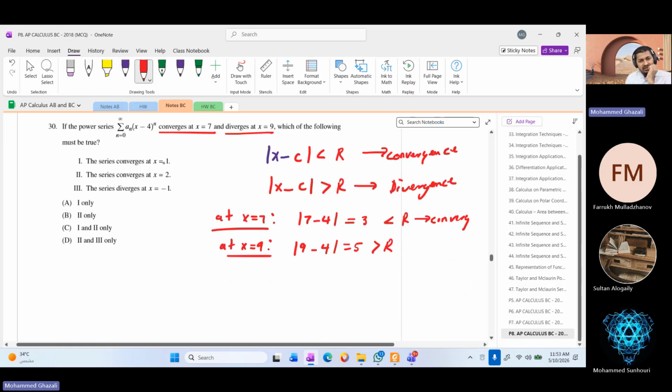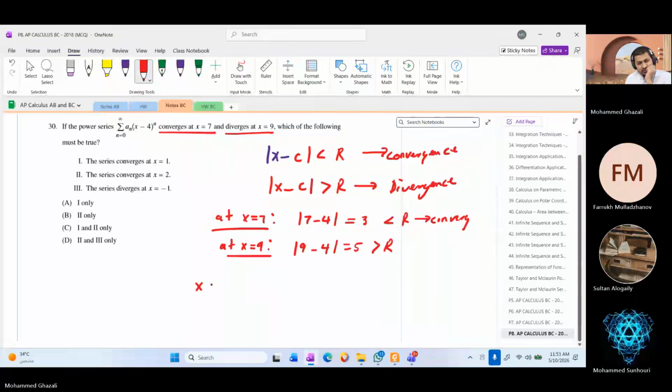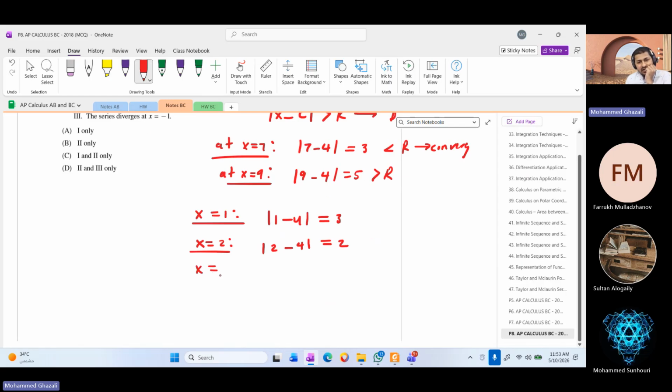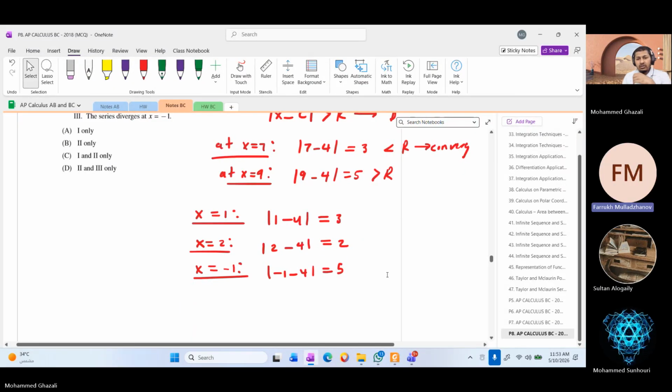Now let's see. The series converges at x equal to 1. Let's check. X equal to 1: we have 1 minus 4, which is negative 3. X equal to 2: 2 minus 4, which is negative 2. And x equal to negative 1: negative 1 minus 4, which is negative 5, so the absolute value is 5.